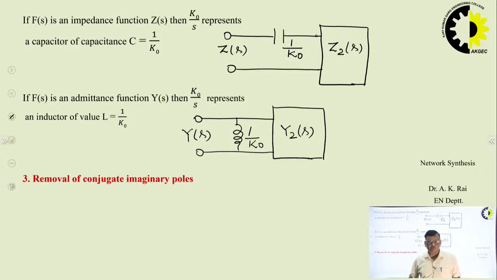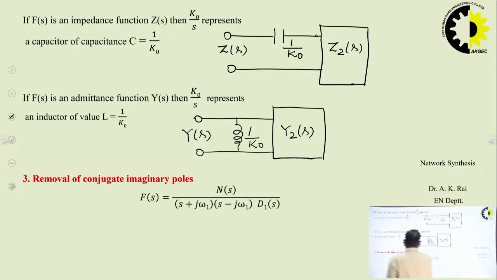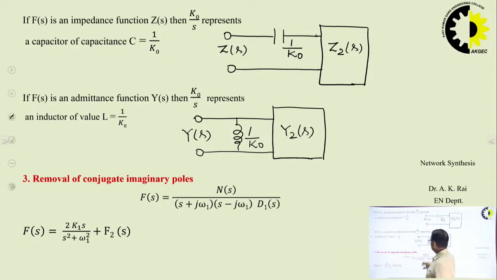Now, come to the removal of conjugate imaginary poles. F(s) is given as N(s) upon D(s) equal to 0, then we have to find the poles. So, we have the complex poles, that is (s plus jω) into (s minus jω). So, we take the partial fraction and finally we get this 2k1s upon (s square plus ω1 square) plus F2(s). Okay. How will we get the value of k1 and ω1?